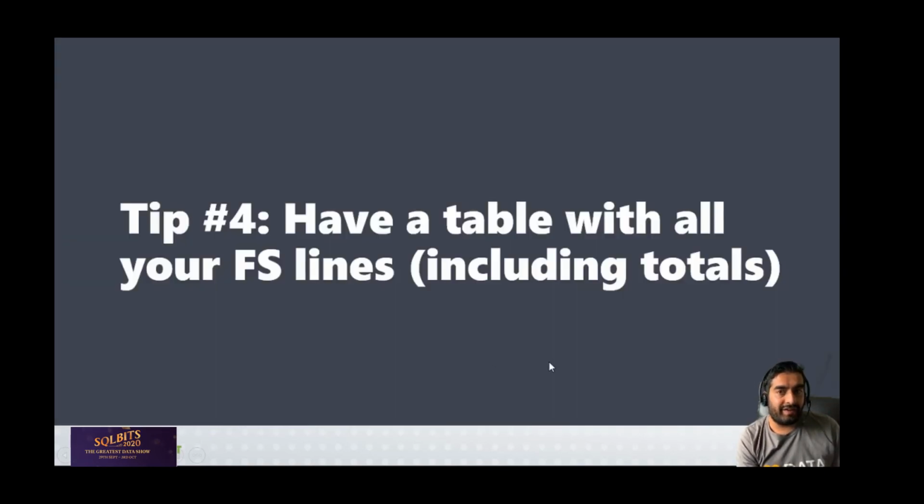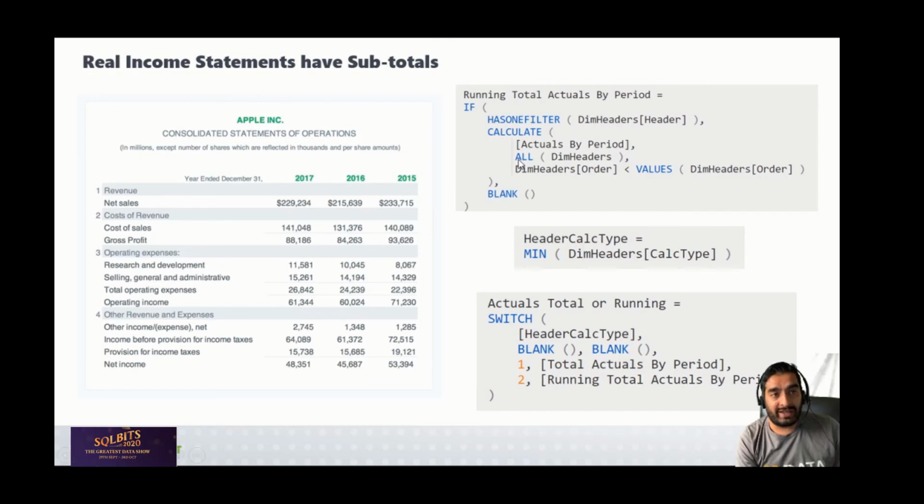Then the next tip was having a table with all of our FS lines, including subtotal lines. This was to get our properly formatted income statements, which have subtotals in between them. The way we did that was to have a running total of actuals, where our order is less than our order number. This is a cumulative total pattern that we applied here, calculating the actuals and making sure we pass in all dim headers to avoid the issue of it not picking up the filter context of this dim headers order. We need to look at all of these and pick out all of them where the value is less than our current one.